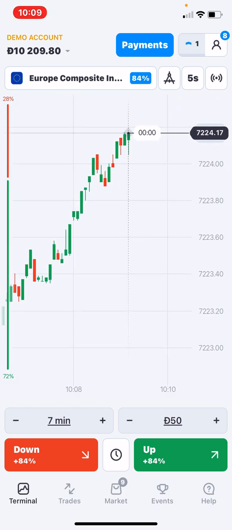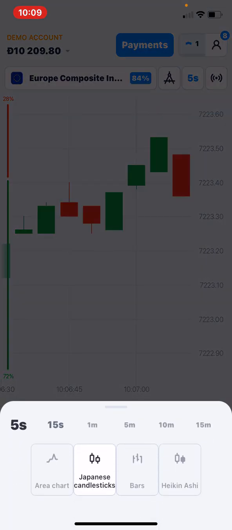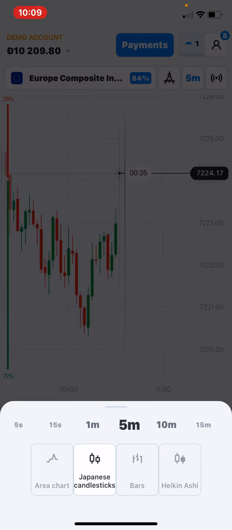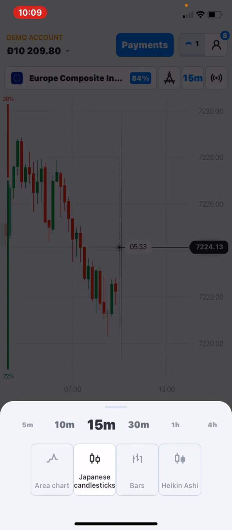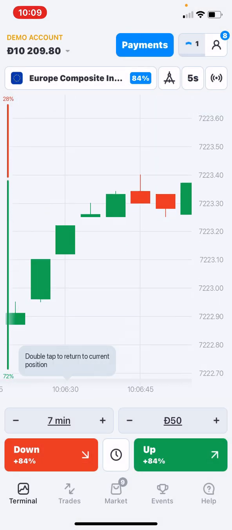And note these candle frames. One of the candle frames indicates 5 seconds. You can change it. There's 5 seconds, 15 seconds, 1 minute, 5 minutes, 10 minutes, 15 minutes. What's different between all of them? See these 5 seconds. It takes 5 seconds for one candlestick to move to the next candlestick.